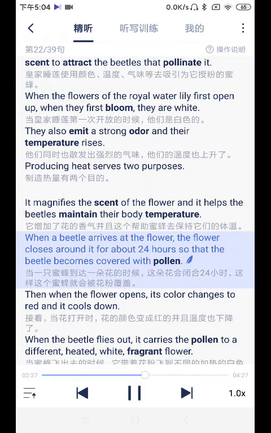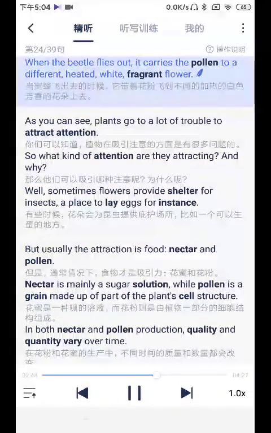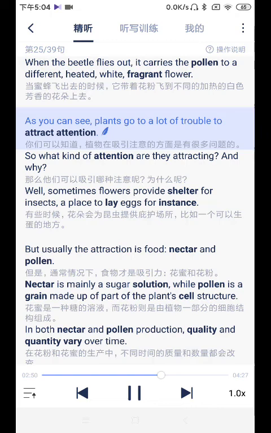When a beetle arrives, the flower closes around it for about 24 hours, so that the beetle becomes covered with pollen. Then, when the flower opens, its color changes to red, and it cools down. When the beetle flies out, it carries the pollen to a different heated, white, fragrant flower. As you can see, plants go to a lot of trouble to attract attention.